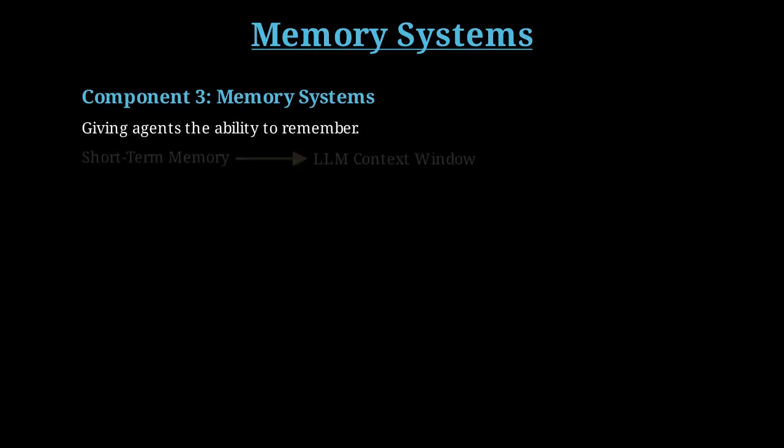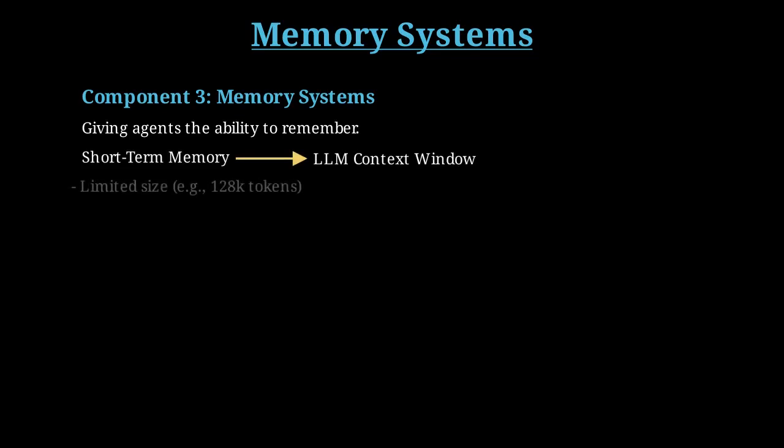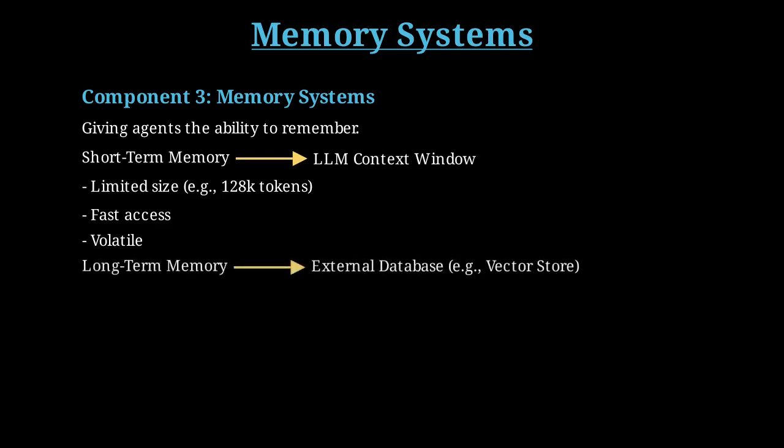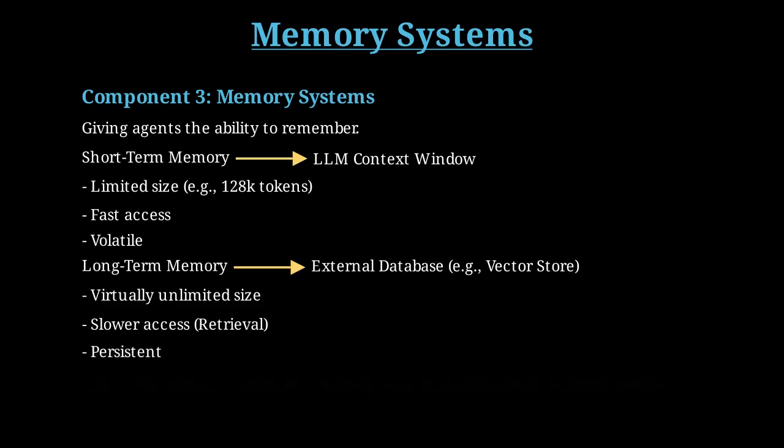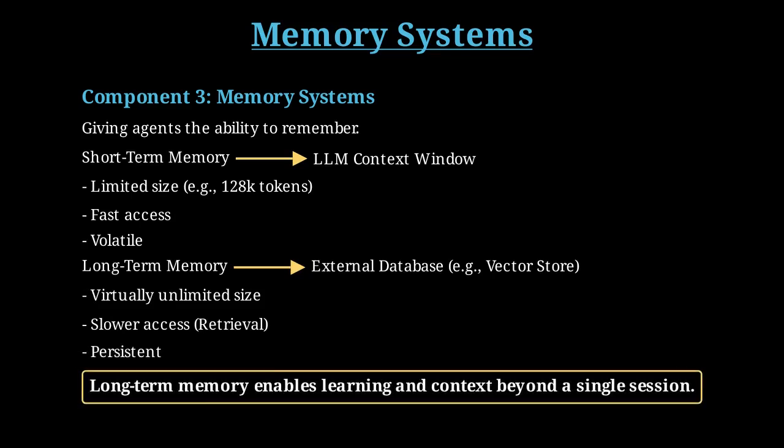For an agent to be useful, it can't have amnesia. It needs memory. We can categorize agent memory into two types. First is short-term memory, which is essentially the LLM's context window. This includes the recent conversation history and observations. It's fast but finite and gets cleared after the interaction. Second, and more powerfully, is long-term memory. This is a mechanism for the agent to persist and recall information across many interactions. It's like the agent's personal knowledge base, allowing it to learn from past experiences or access vast amounts of external data that won't fit into the context window.